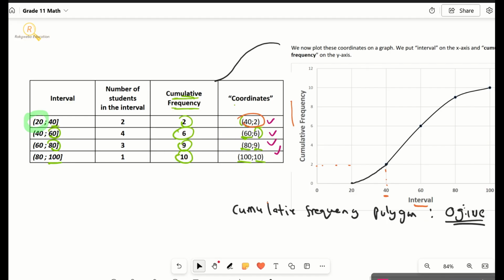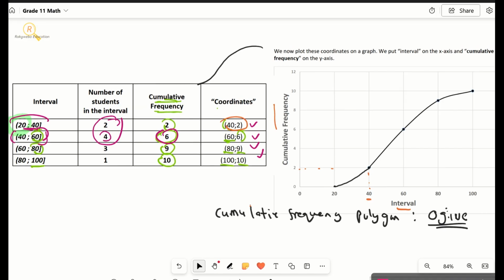When I asked you how many learners got a mark of 60 or less, you said 6 learners. Why? Because you took the 2 from the first interval and the 4 from the other interval. Now, this cumulative frequency polygon also helps you to find the number of learners who got 60 or less.